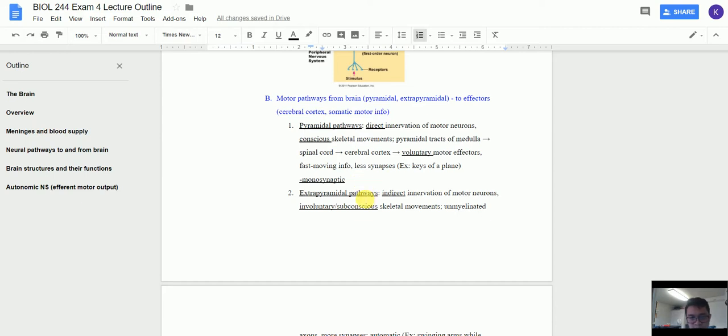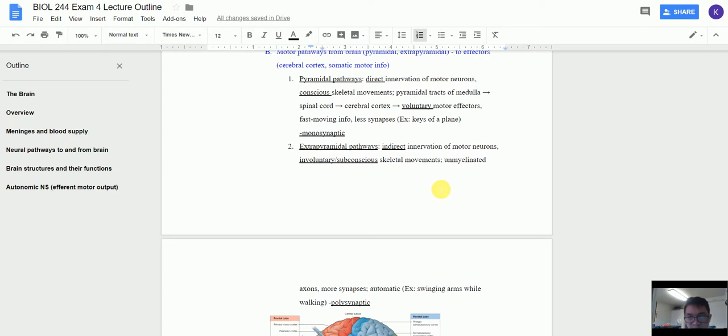Extrapyramidal pathways are about indirect innervation of motor neurons, involuntary or subconscious skeletal movements. It's unmyelinated axons.